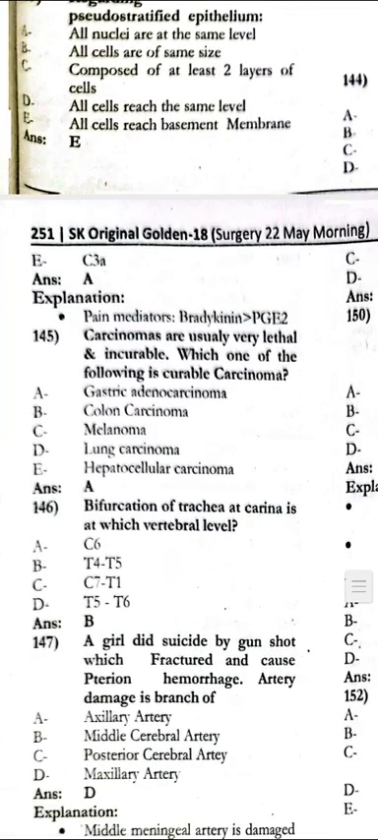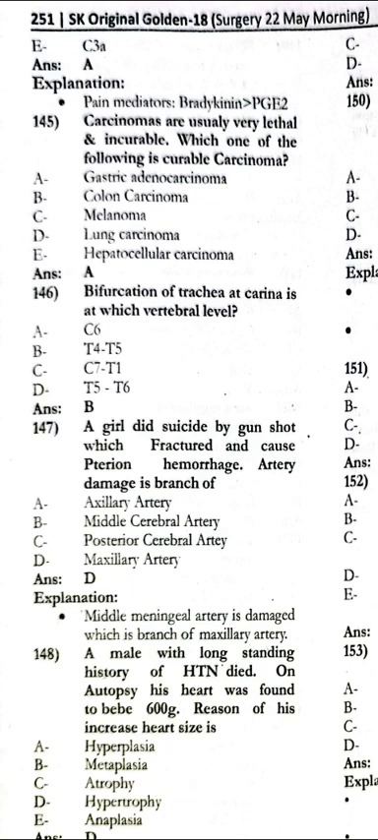Next, carcinomas are usually very lethal and incurable. Which of the following is the curable carcinoma? The gastric adenocarcinoma. Bifurcation of the trachea at the carina is at which vertebral level? That is T4, T5.